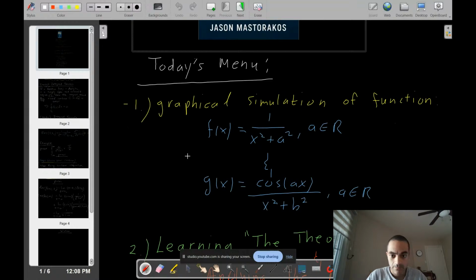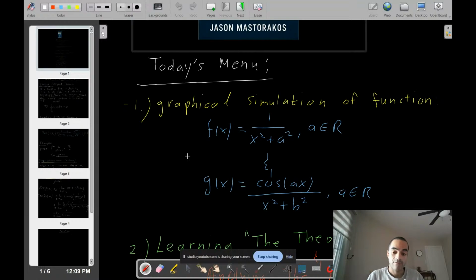So let's get through the menu, right? So today's menu, number one, we're going to be looking at graphical simulations of functions. How is that related to contour integration, you may be asking? Well, a graphical simulation, right? We're going to be integrating over a function. And as usual, I like to make models like simulations and stuff. It makes the math come alive, and it makes sense out of what we're looking for, right?